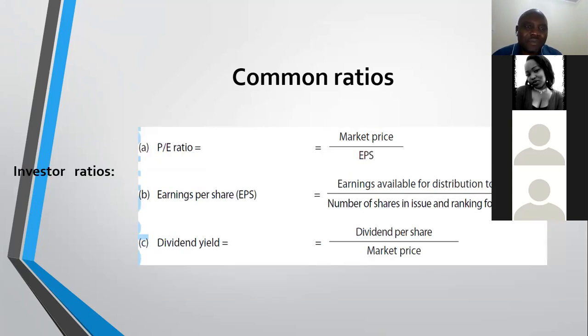PE ratio: market price per share divided by the earnings per share. If it's growing, it shows the good perceptions that the investors have in your company. It's basically a stamp of approval that what you're doing is okay. So your market price is going up. Your earnings could remain at the same level, but if your PE ratio is going up, it shows the confidence the investors have in this company.